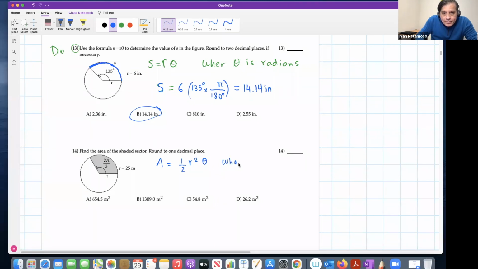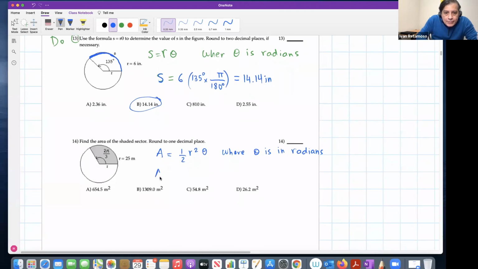Where theta is in radians, very important. So let's do this. Area equals 1/2 radius, the radius is 25 meters, squared, and then theta in radians. I got lucky, here theta came in radians. How do you know it's in radians? Well, you see the little circle, you see just this value. Mathematicians have this agreement that this should be in radians.